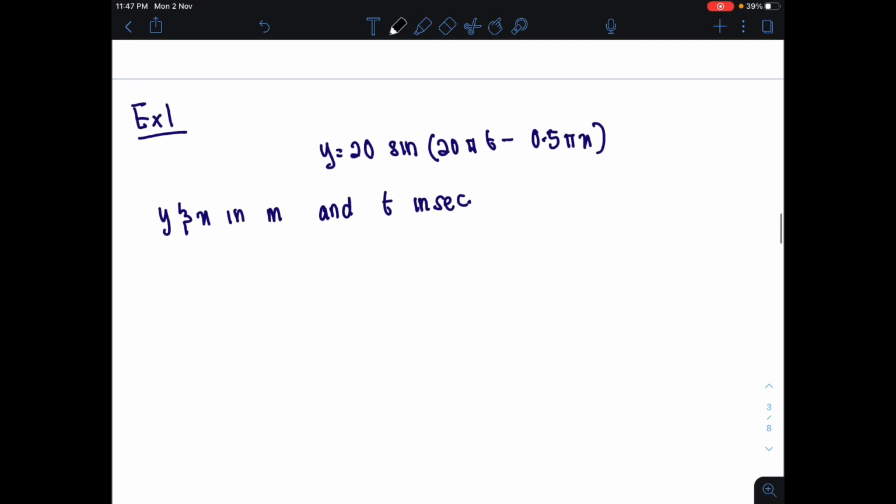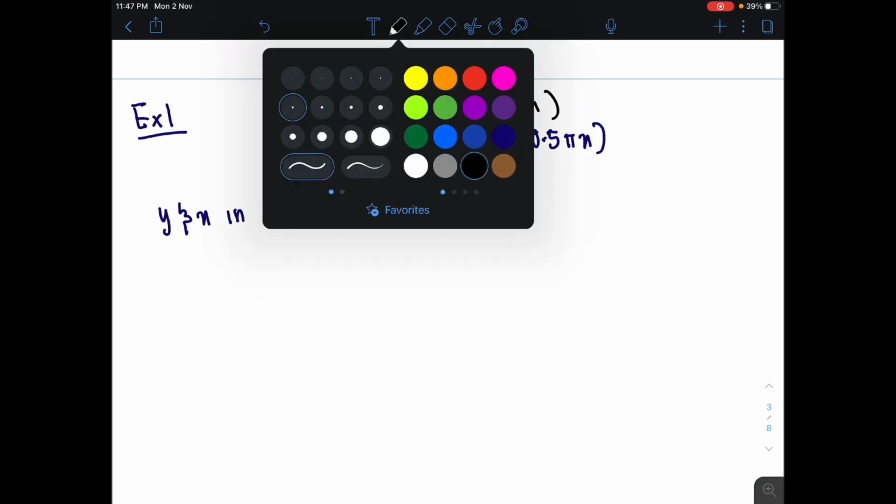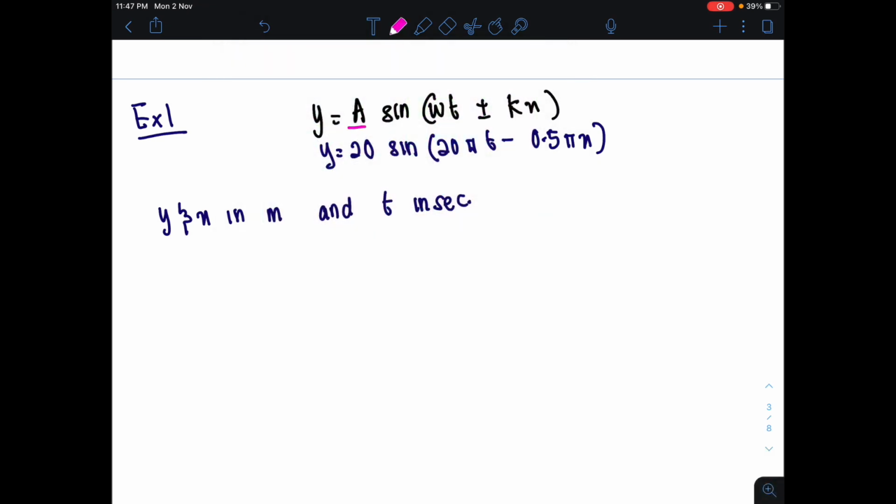Before we answer the question, the first thing I'm going to do is compare the equation in the question with the general equation, which is y = A sin(ωt ± kx). From here, I can compare: my A is 20, my ω is 20π, my k is 0.5π, and my wave has a negative sign, which indicates that it is traveling to the right.